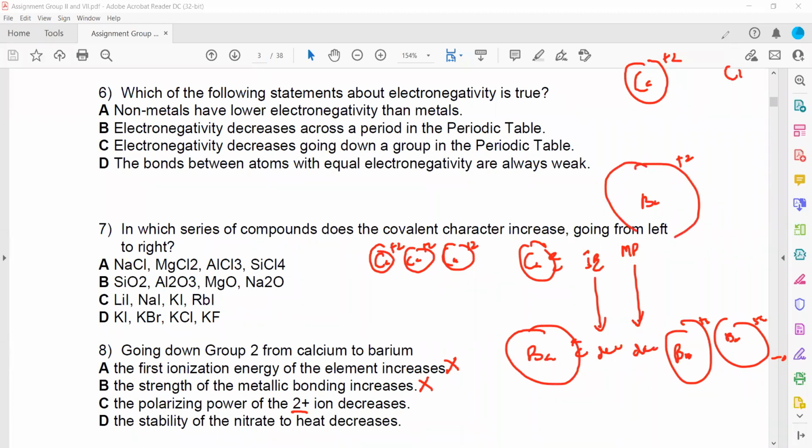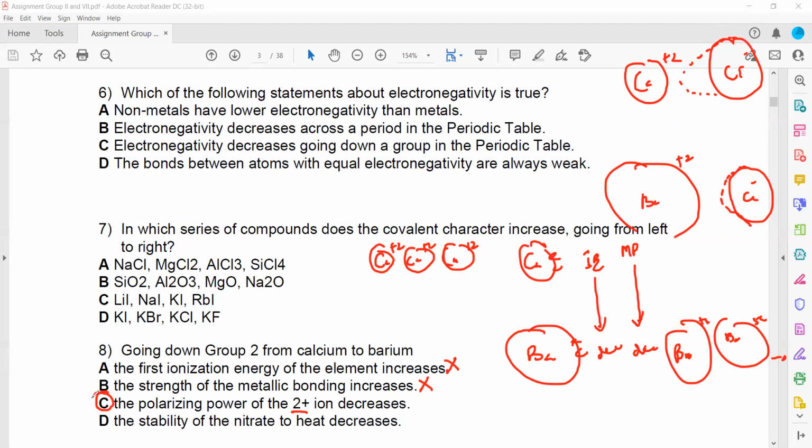So when they polarize, chloride ion will have more distortion when it is attached to calcium rather than the same chloride ion attached to barium, because for polarization or covalent character, the size of the positive ion should be small and the charge on the positive ion should be larger. That's why C is the right answer, that less polarizing power.